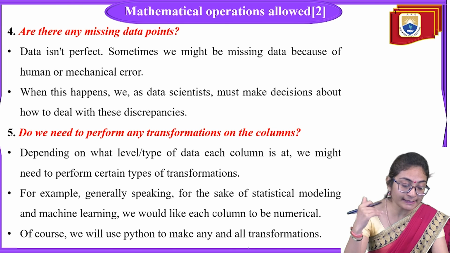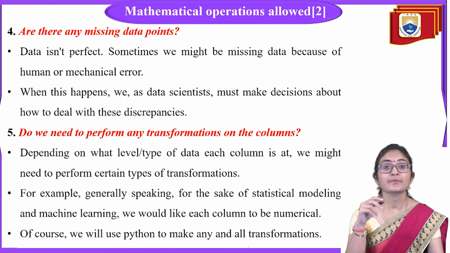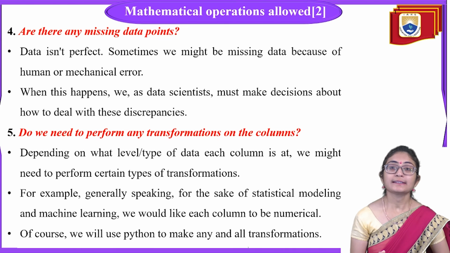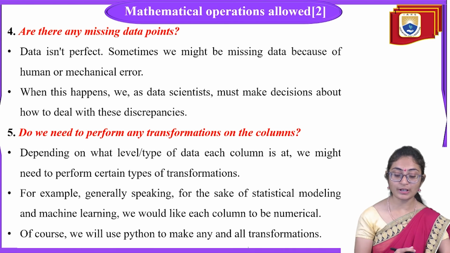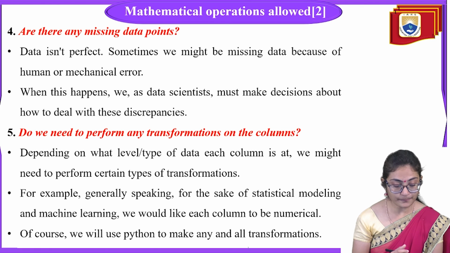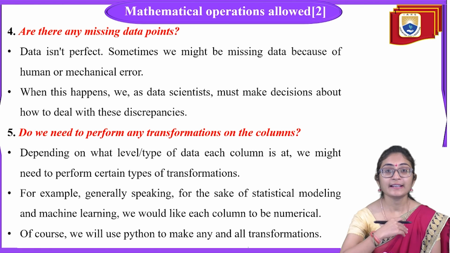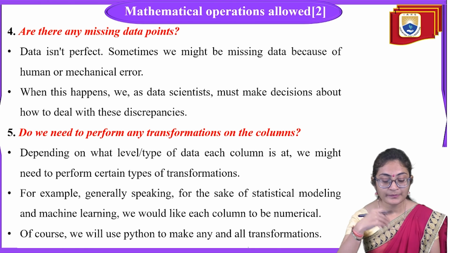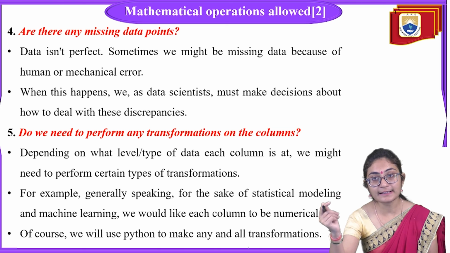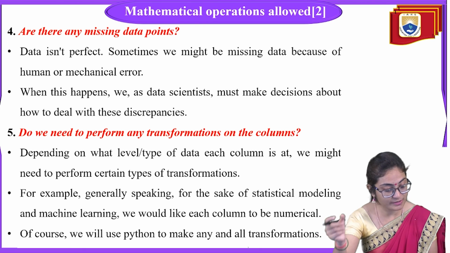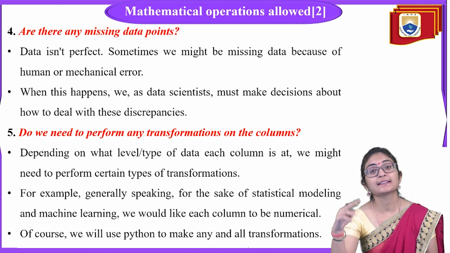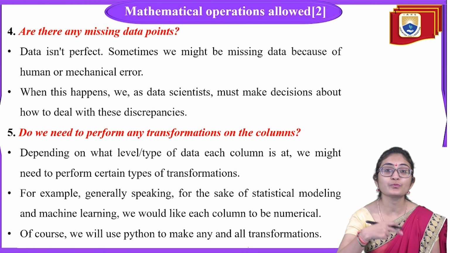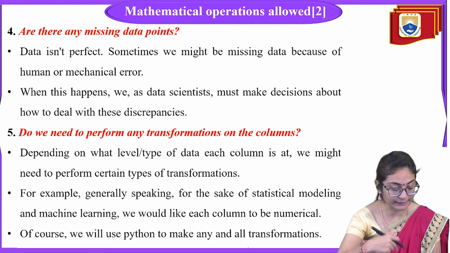Next one, are there any missing data points? Again, if your data is not perfect, then definitely you have to check for missing data. If there is a missing data, if there is an error, then you have to find out it. And when this happens, we as data scientists must make decisions about how to deal with these discrepancies. That means we have to find out all errors, we have to find out unwanted data.